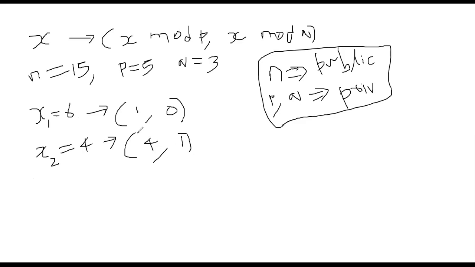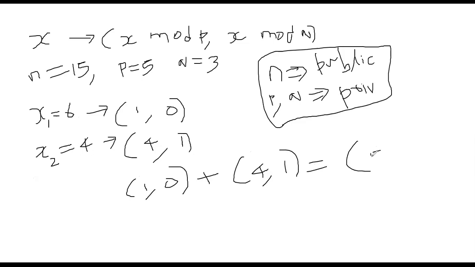But what about 6 in the cloud computer? 6 is 1, 0, and 4 is 4, 1. So now these 2 numbers will be added by the cloud computer, and it will become 5, 1. Remember, the cloud computer doesn't know P and Q, so it cannot reduce this number any further. So what you have is actually 5, 1 in the cloud computer. Now the cloud computer is sending you 5, 1.